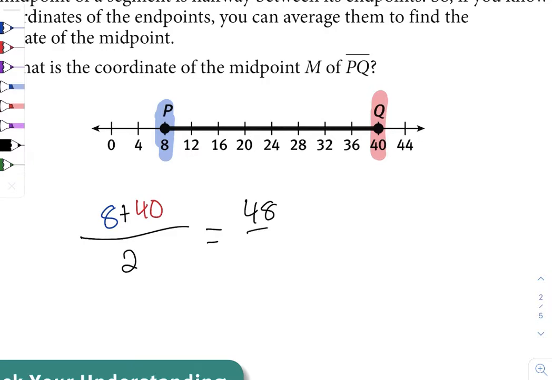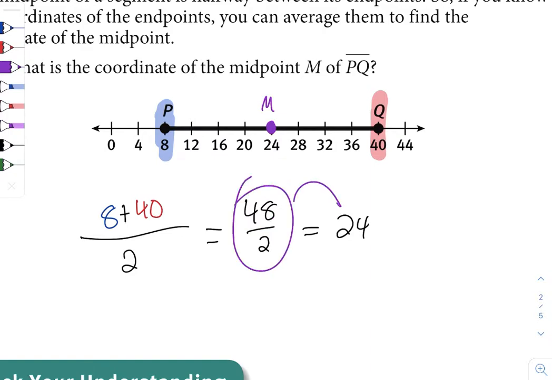40 plus 8 is 48, divided by 2 is 24. So in this case, the midpoint would be at the spot for 24. That would be M. All right, so again, if you want to find the midpoint, you add the 2 endpoints together and then divide that whole thing by 2. Right here, 40 plus 8 is 48. Divide that by 2, and you get the midpoint, which is 24.